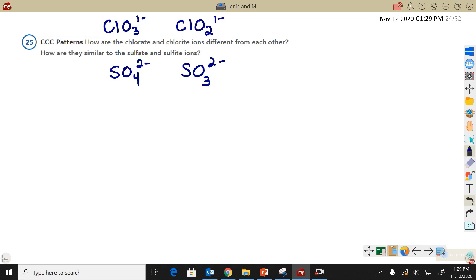And so the first question says, how are the chlorate and chlorite ions different from each other? Well, these guys are differing by 1 oxygen. So the ITE ending means 1 less oxygen. All right, so I'm just down 1 less oxygen. ATE, most common, most stable in a lot of cases. ITE, 1 less oxygen. Same charge though.